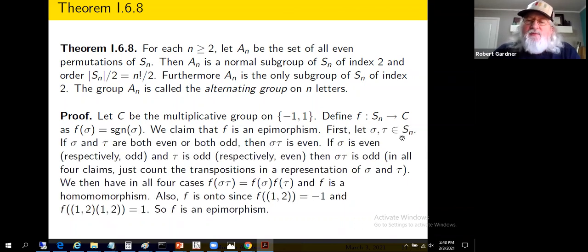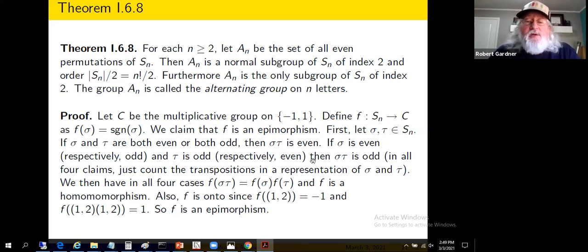So take a couple of elements, sigma and tau, from S sub n. If sigma and tau are both even or both odd, then the product is even. We'd have an even number of transpositions plus an even number of transpositions, which is an even number of transpositions. Similarly, if they're both odd, we've got odd plus odd is even. So that's the claim there. Similarly, for maybe sigma even and tau odd, or the other way around, then the product is odd. So we got 4 cases there.